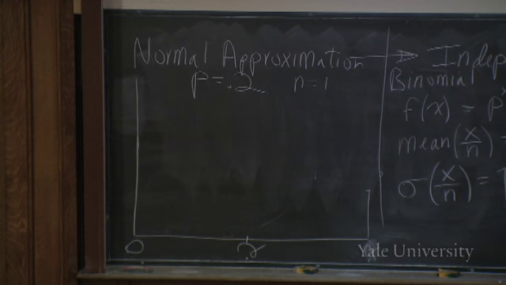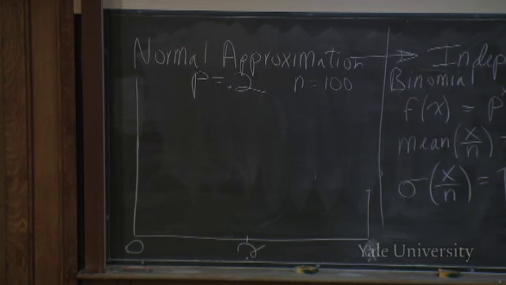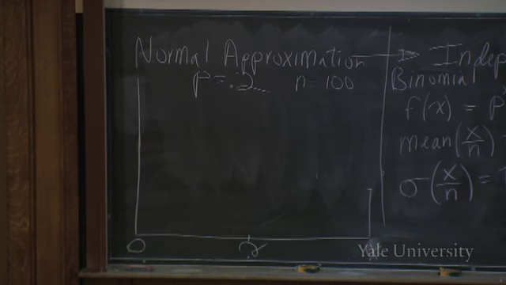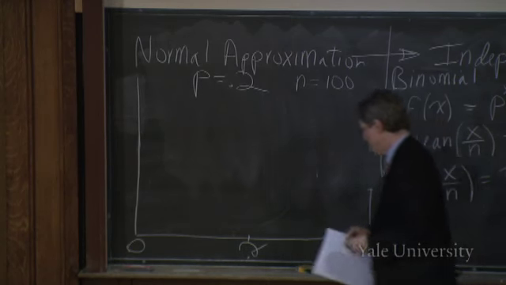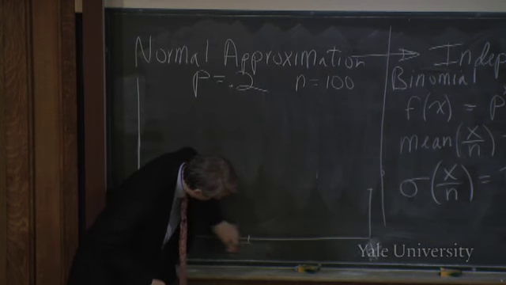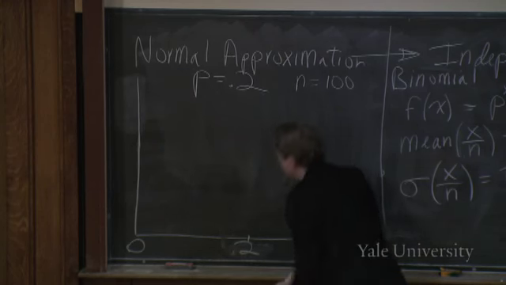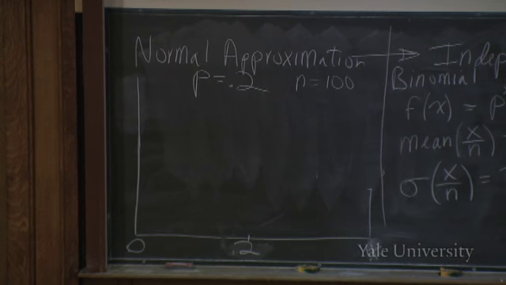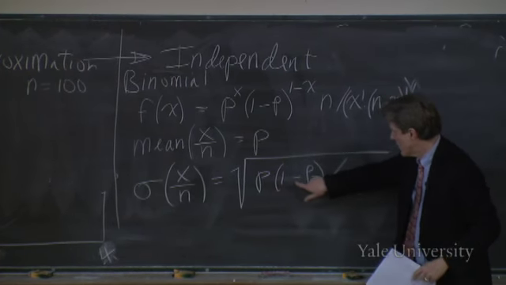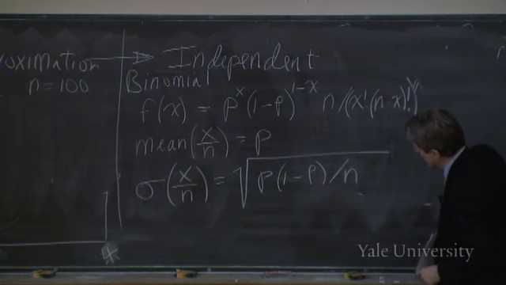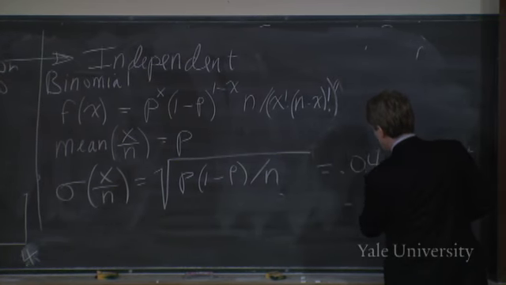For n equals 100, what is the mean? Well, the mean is always 0.2, no matter how many policies you write. So we're going to have a normal distribution centered on 0.2. I have to crunch down to do it. And what is the standard deviation? It's the square root of 0.2 times 0.8 over 100. So that's 0.16 over 100. So the standard deviation is 0.04.